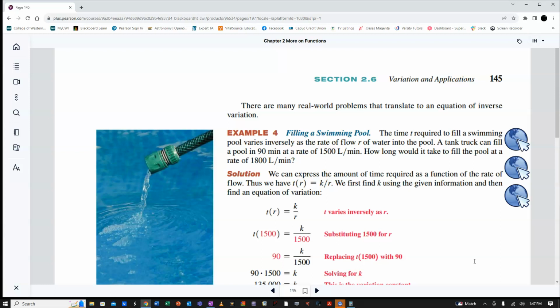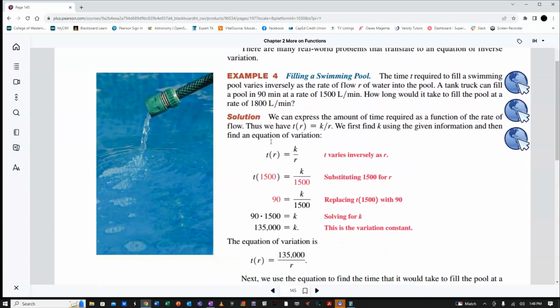We can express the amount of time required as a function of the rate of flow. So time as a function of rate equals k divided by r because it varies inversely with that rate. So we first have to evaluate that to determine the constant k, and then answer the question about how long it would take to fill it at a different rate. So we use the given numbers that it takes 90 minutes to fill it at a rate of 1,500 liters per minute. So the time is 90, the rate is 1,500.